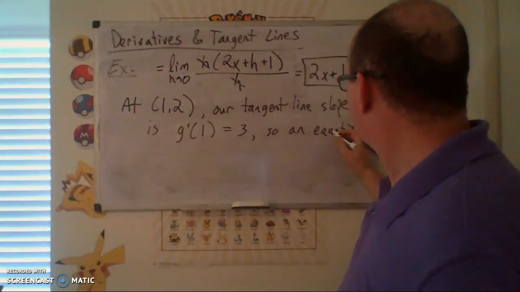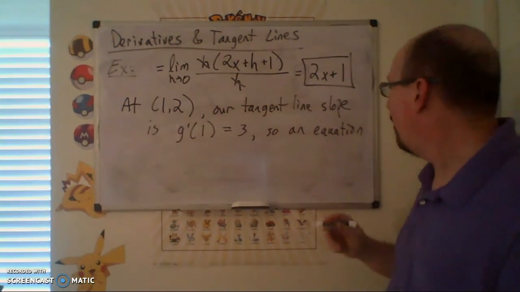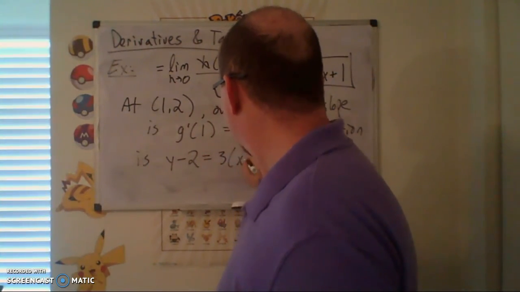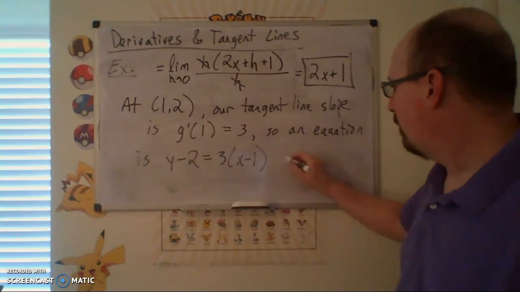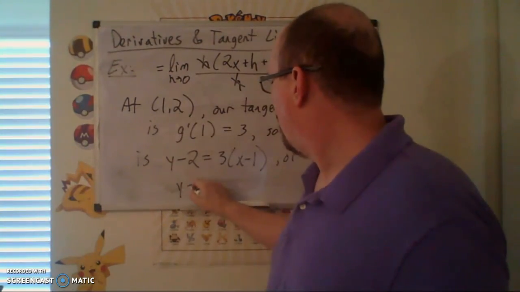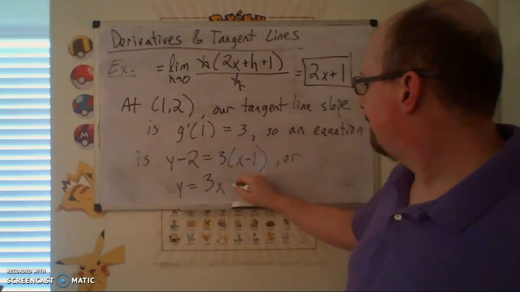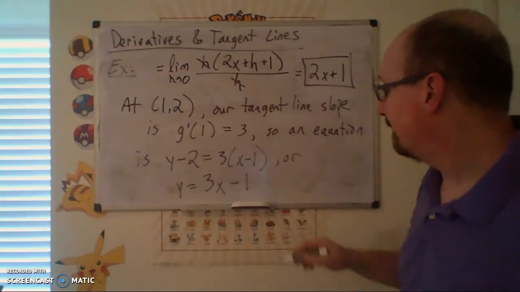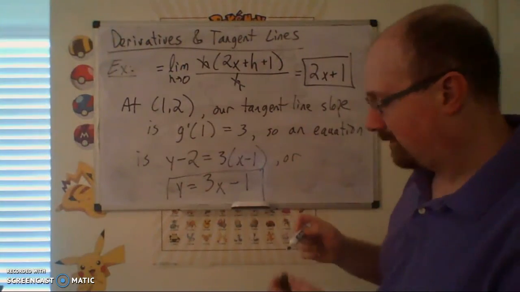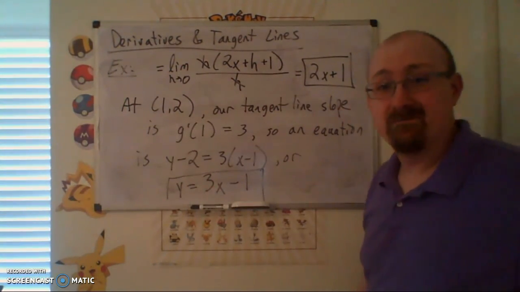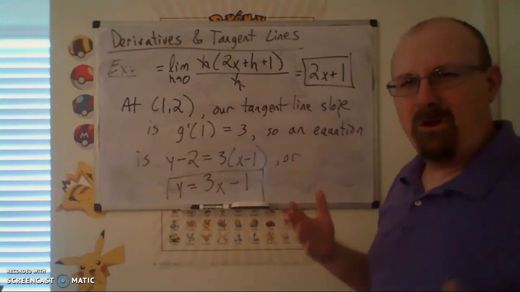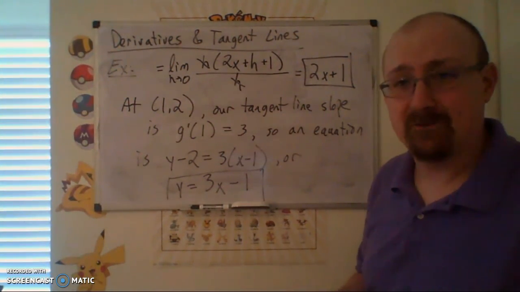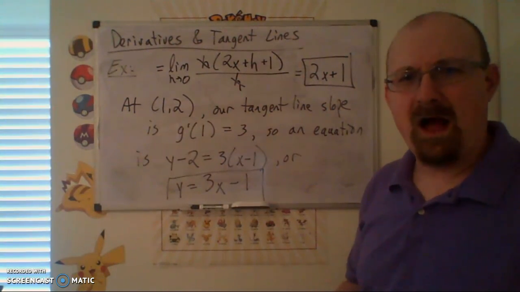So if we want an equation for this line, y minus 2 equals 3 times the quantity x minus 1, or y equals 3x minus 1 after you distribute the 3 and then add the 2 over. All right, so we got our slope, we got an equation for our line. Awesome. So I want to do a couple more examples of how we calculate derivatives before we change gears and look at it from a different direction. Hopefully you'll see why when you watch the next video.